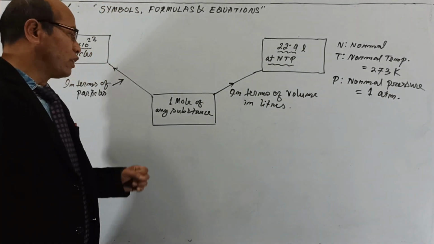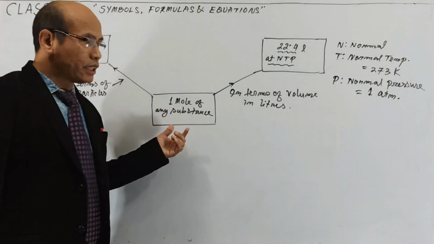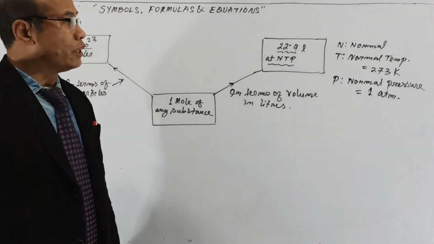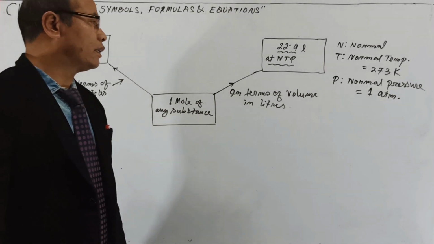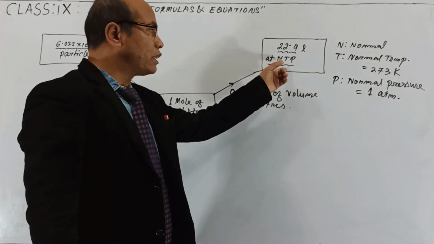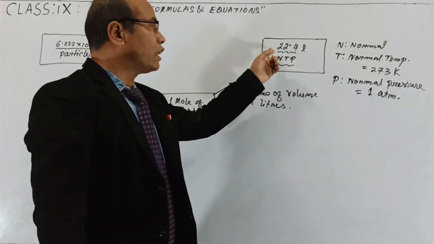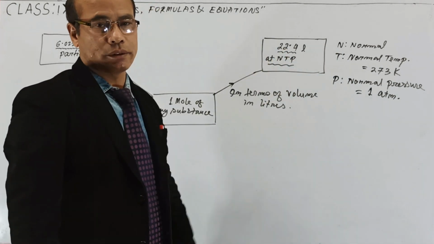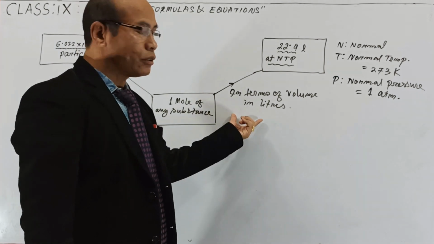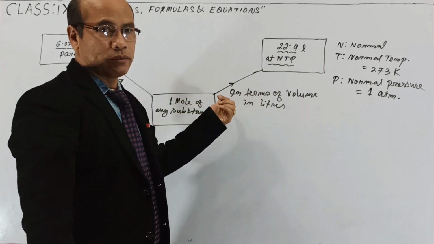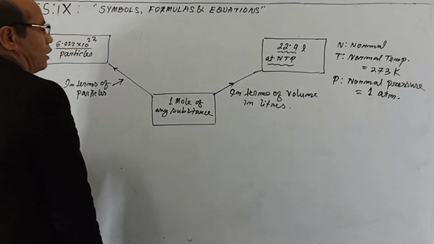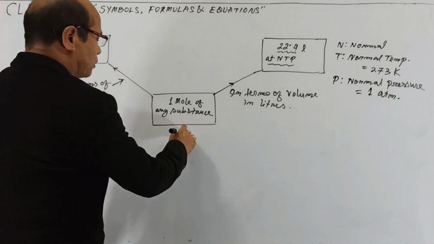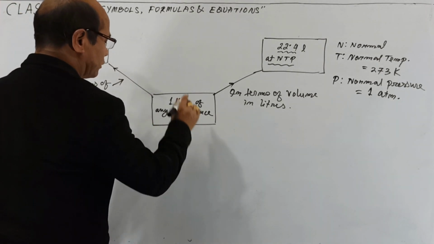So when you want to change 1 mole of any gaseous substance into liters, then at normal temperature and pressure, you will get 22.4 liters in every mole of any gaseous substance. So this is also another piece of information conveyed by the mole concept. And now let us come to the mass.